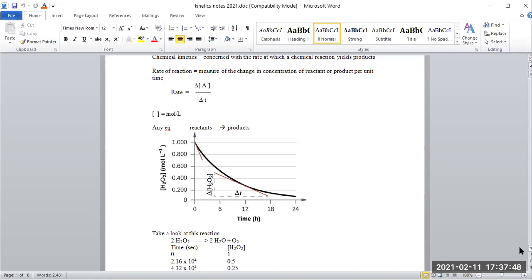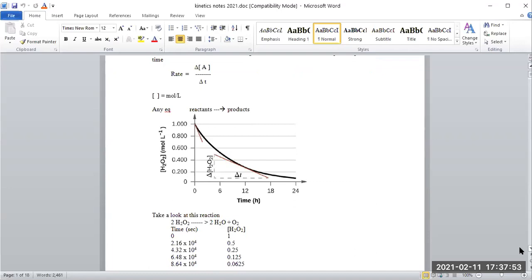Hydrogen peroxide falls apart into water and oxygen gas, and it does so all by itself. So look at the graph there. We've got concentration going up the side. We've got time going across the bottom. This particular graph has a little tangent line drawn there.